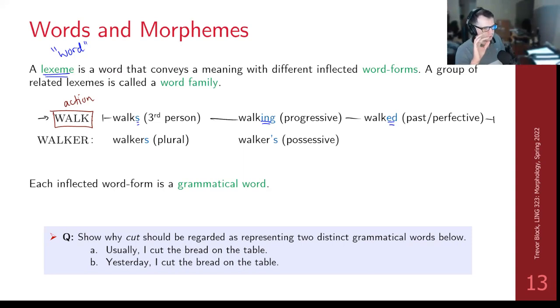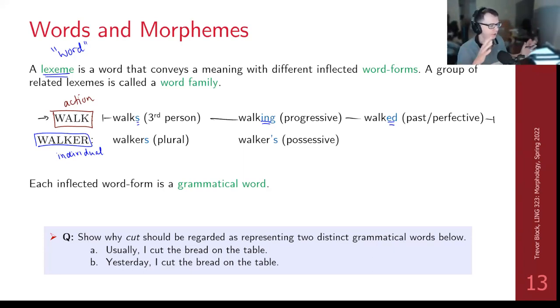Now, we can create a new word from walk that has either a different meaning or gives you a different word category. So for example, we have the word walker. Now walker is no longer an action. Its meaning has changed from action to individual. So this is someone who walks. So what we get here is a new meaning. We get a new lexeme.